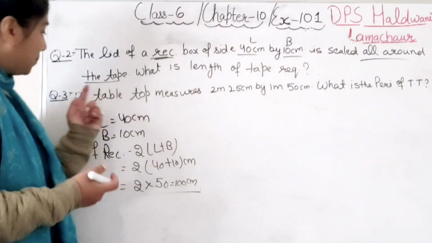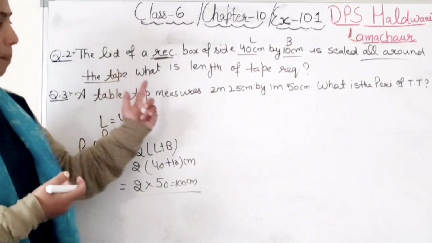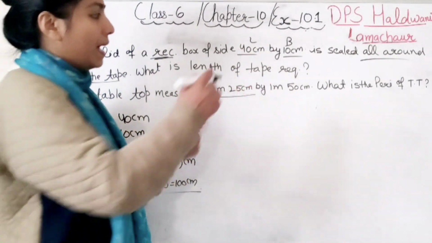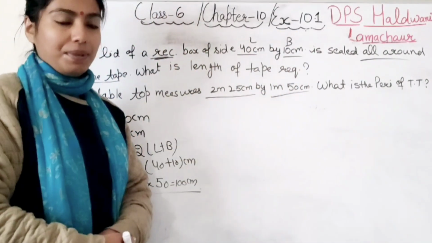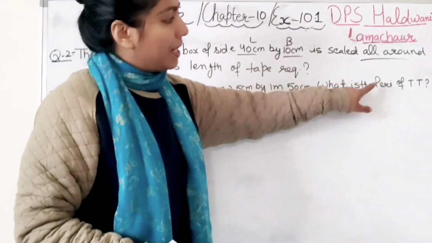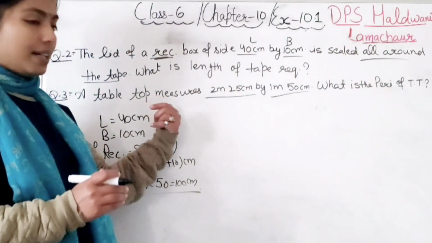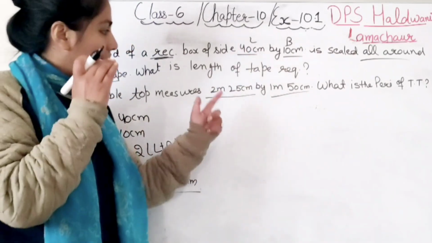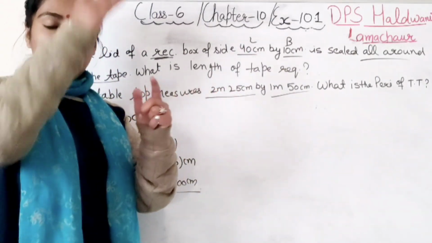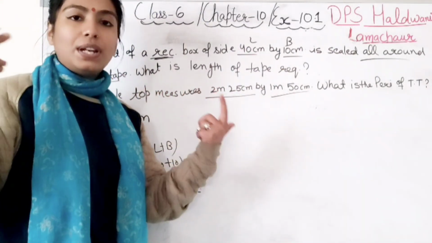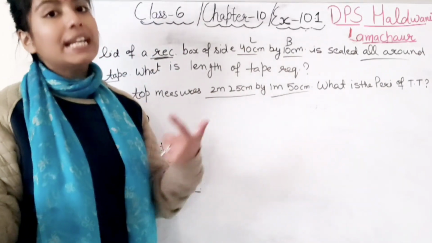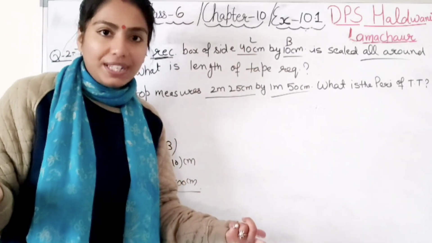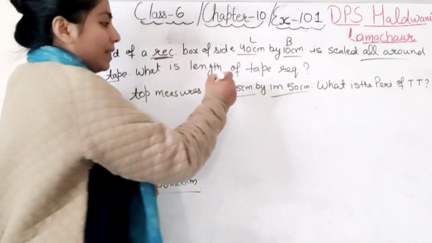Right, student? Coming to our question number 3. A tabletop measures 2 meter 25 centimeter by 1 meter 50 centimeter. Find the perimeter of the tabletop. Now here no particular figure is given to you. Now you can think, student, it is this by this. It means length by breadth. Right? So length and breadth belong to which shape? For the rectangle. And have you seen a tabletop? It is a rectangle shape only. Right, student? So length and breadth are given.